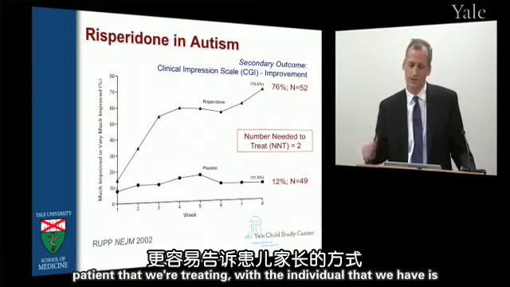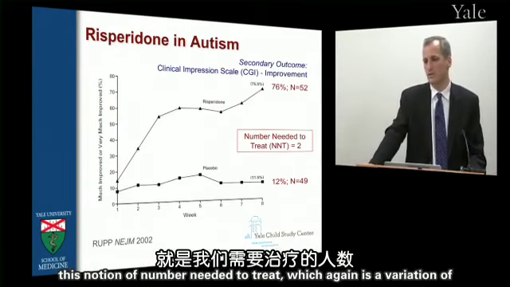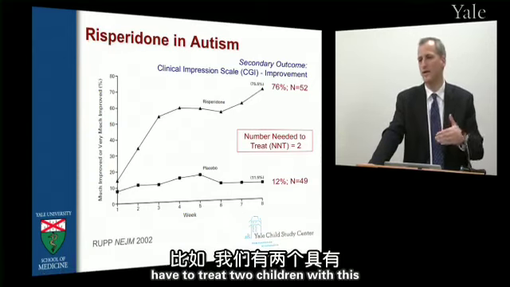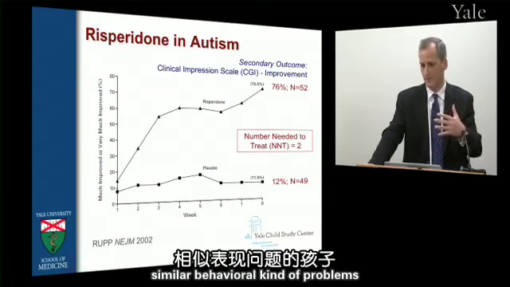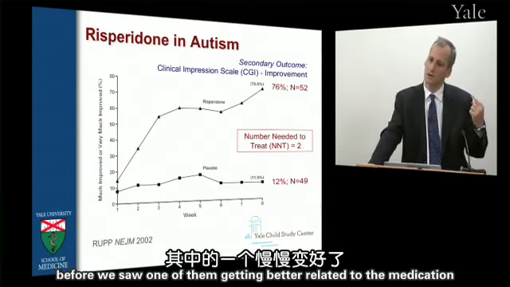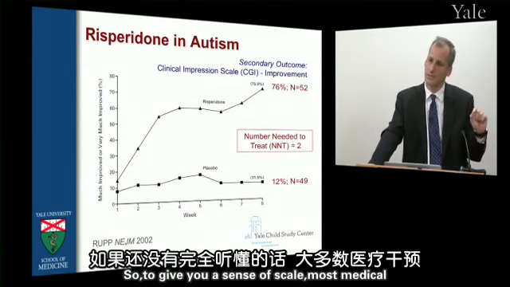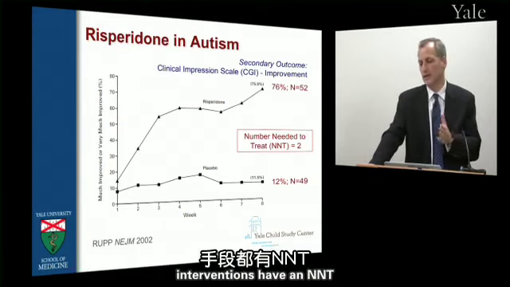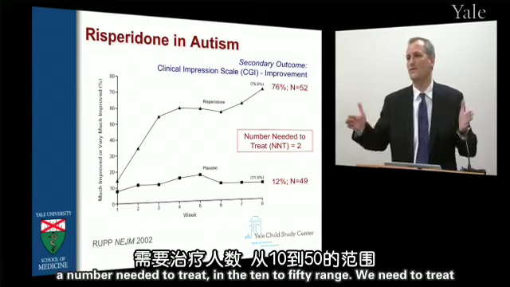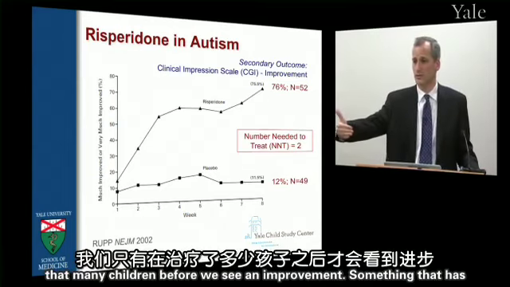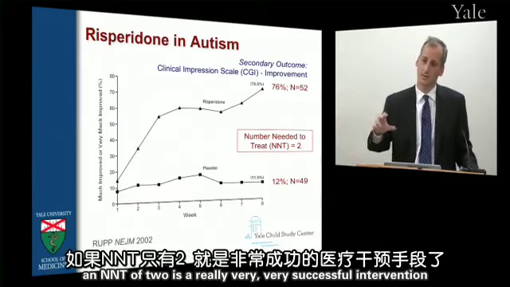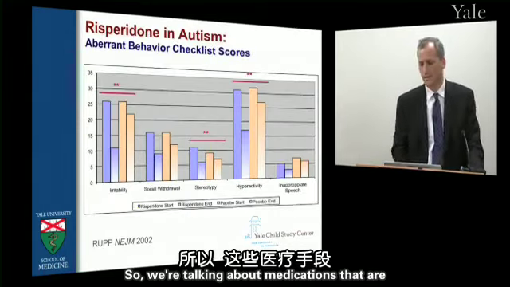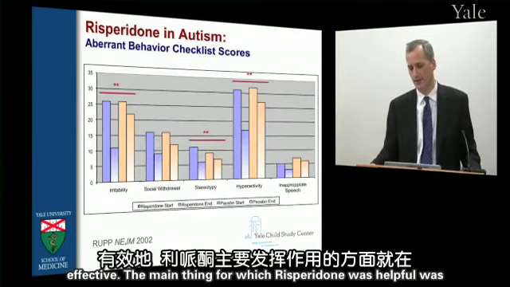And one way of translating this into a number more usable with the individual child that we're treating is this notion of number needed to treat, which again is a variation of what you're asking. A number needed to treat tells us that we would have to treat 2 children with similar behavioral problems before we saw one of them getting better related to the medication. To give you a sense of scale, most medical interventions have an NNT in the 10 to 50 range. We need to treat that many children before we see an improvement. Something that has an NNT of 2 is a really very, very successful intervention. So we're talking about medications that are really quite dramatically effective.